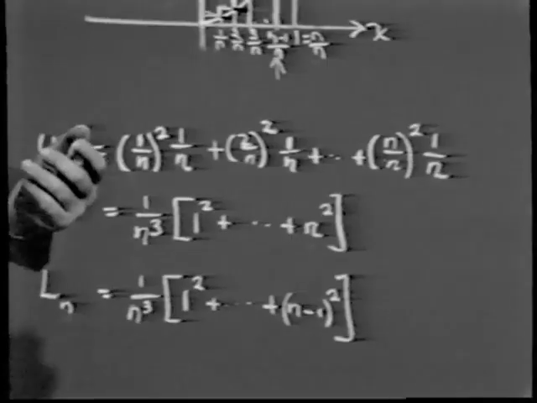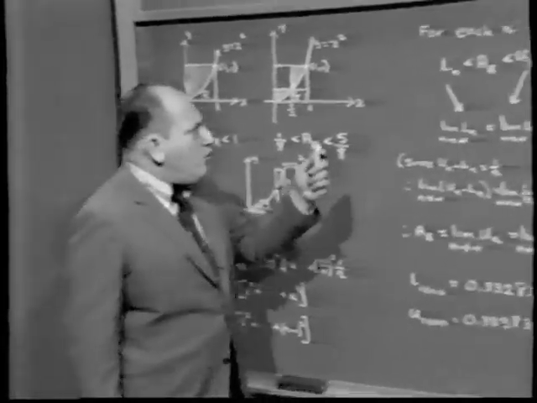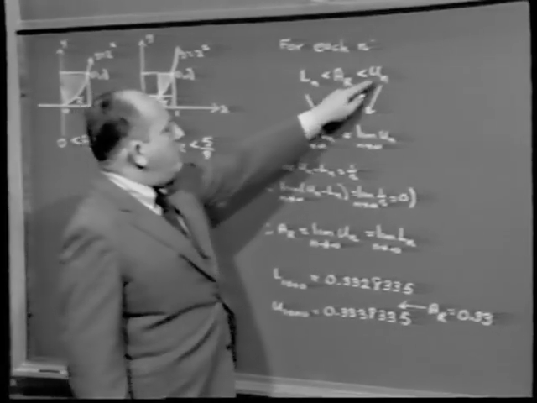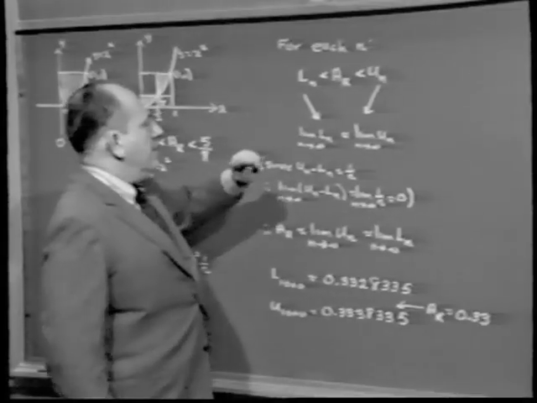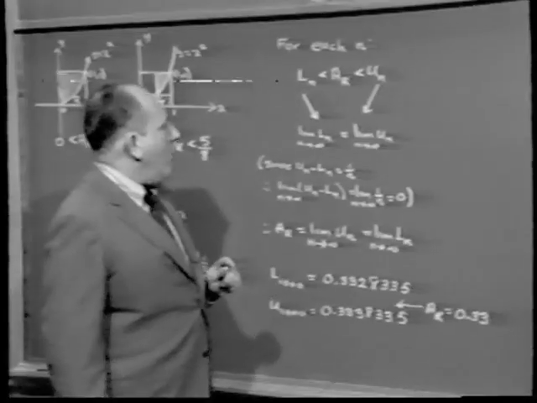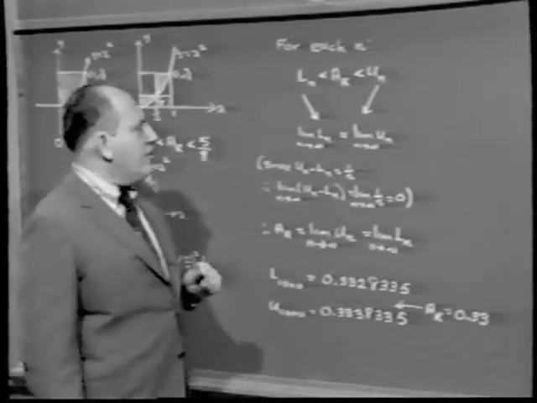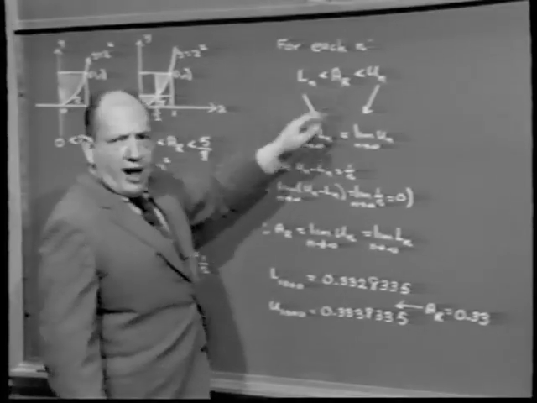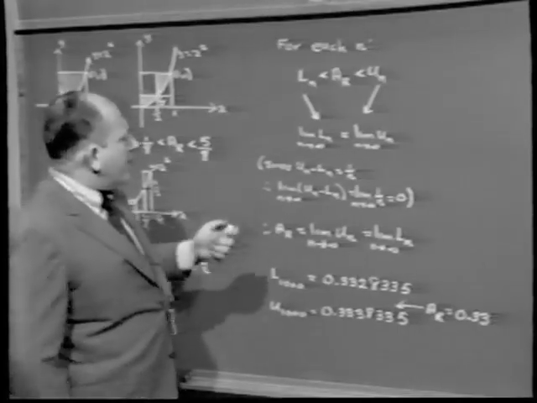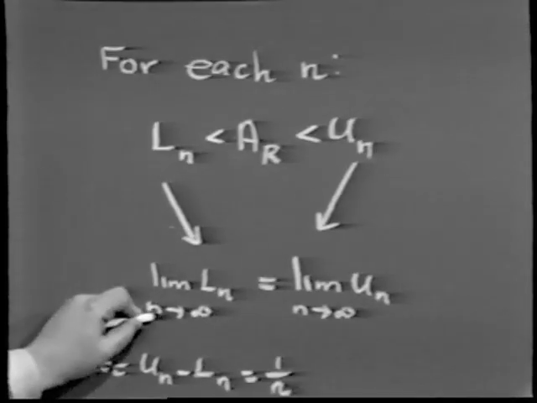Okay? Now, let's keep track of just what it is that we've done so far. What we've done is what? For each n, we have squeezed A sub R between two numbers. One number being an upper approximation, one number being a lower approximation. Now notice that the U sub n and the L sub n are functions of n. A sub R is a constant. It's the area of the region R. What the method of exhaustion means is simply this. We say, look, let's take the limit of the L sub n's as n approaches infinity.